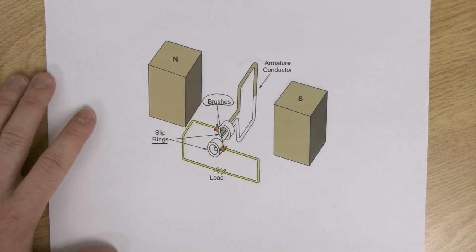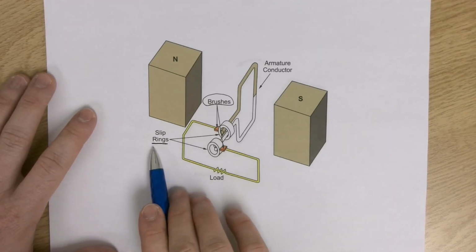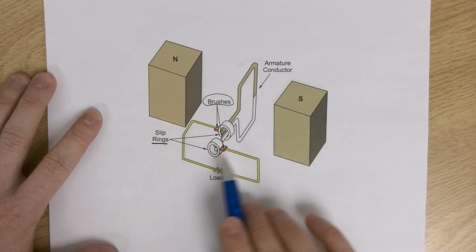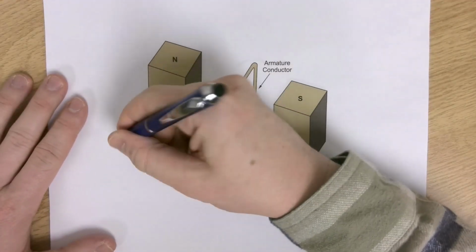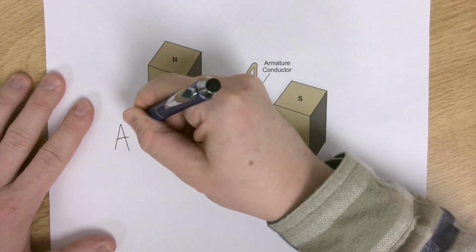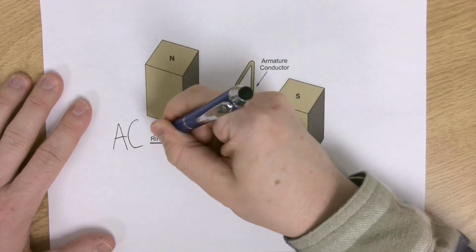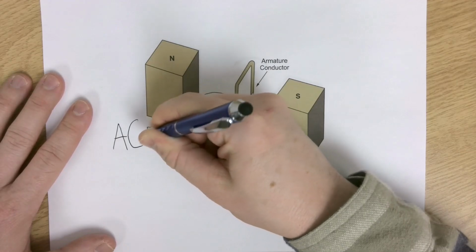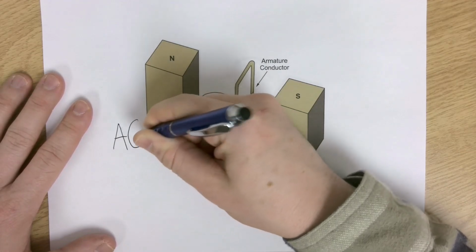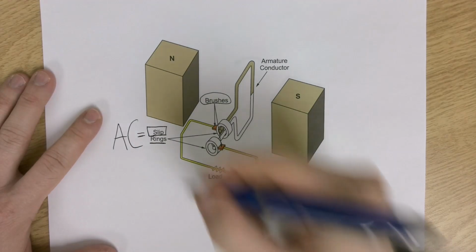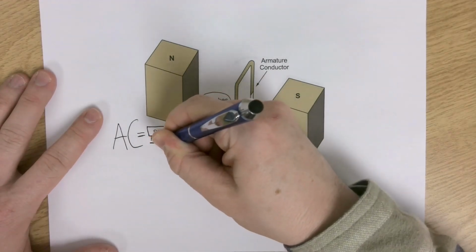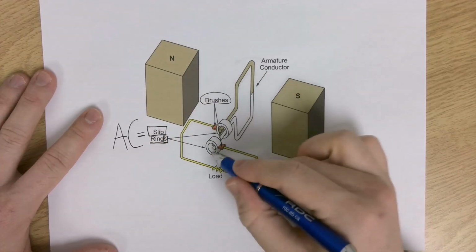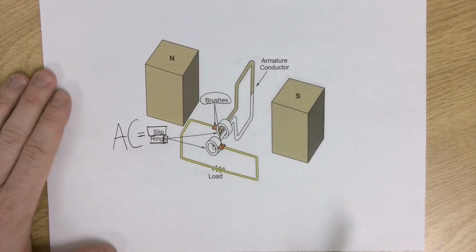But slip rings, that's going to be our AC generator. So you can write a note for yourself, or just big bold, slip equals AC, AC equals slip. However you want to remember that. And it's going to be slip rings, plural, two of them for this example.